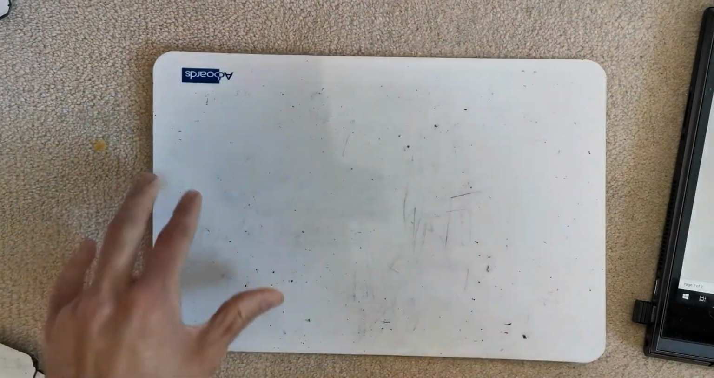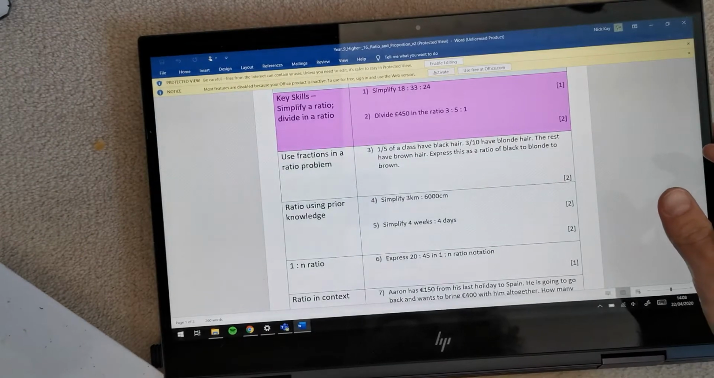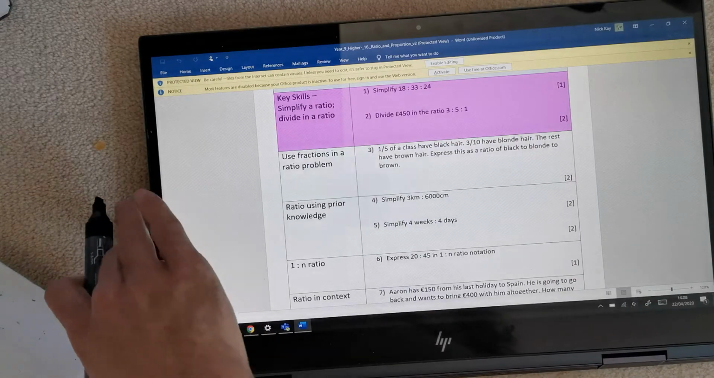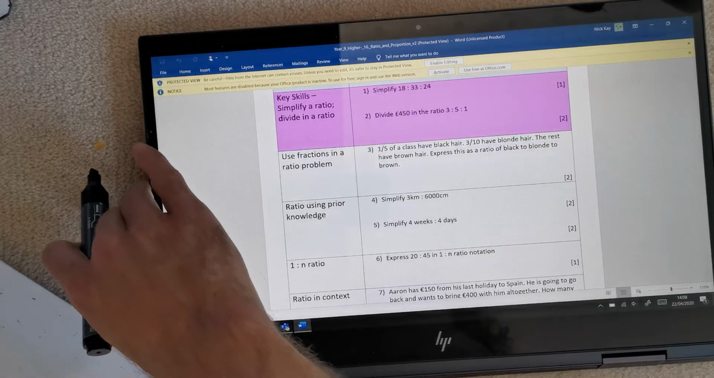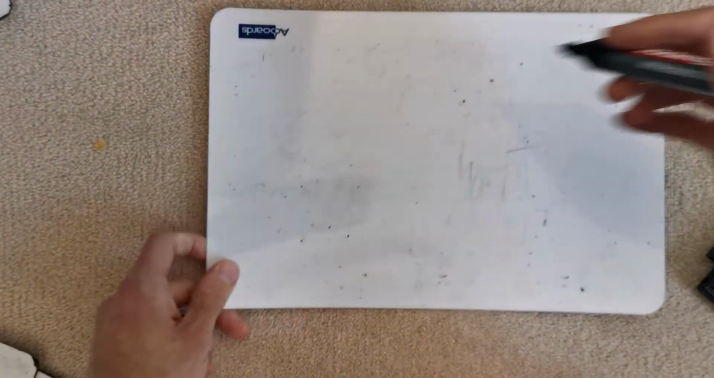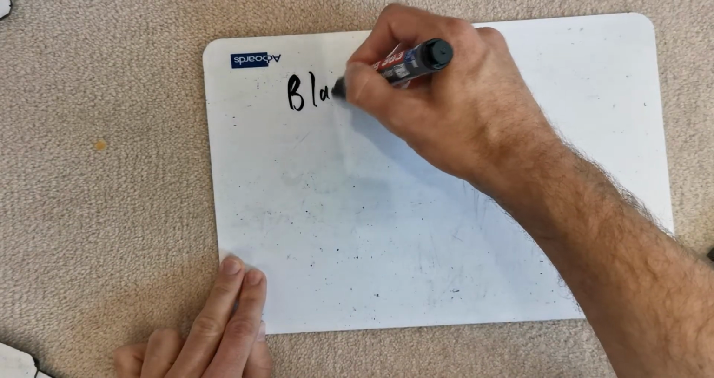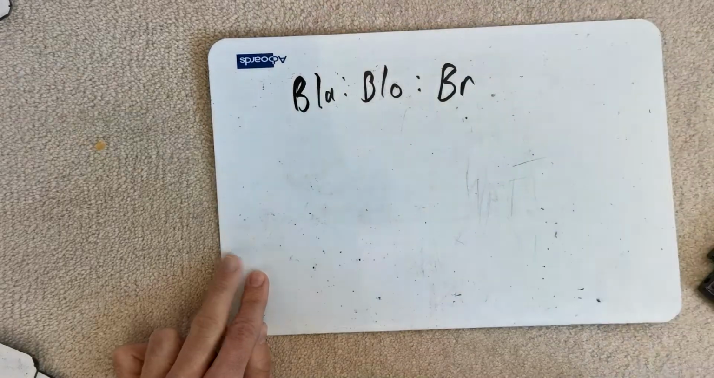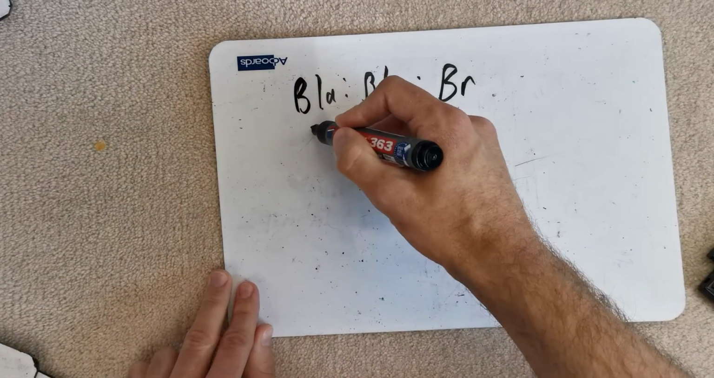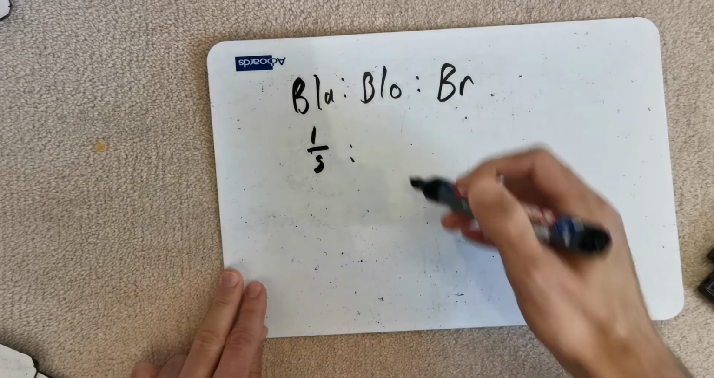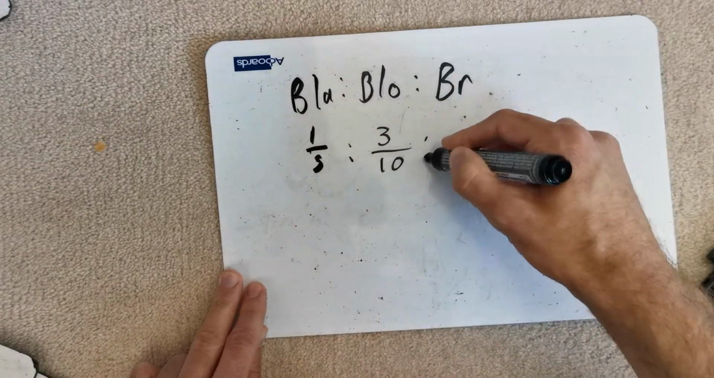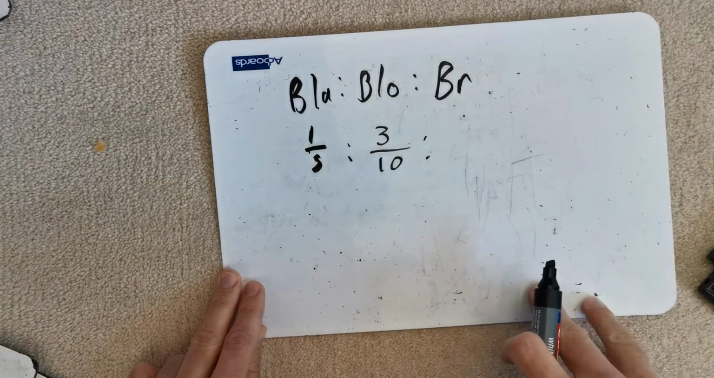Next one. It says 1/5 of the class have black hair, 3/10 have blonde hair, and the rest have brown hair. Express this as a ratio of black to blonde to brown. So we want this as a ratio of black to blonde to brown.